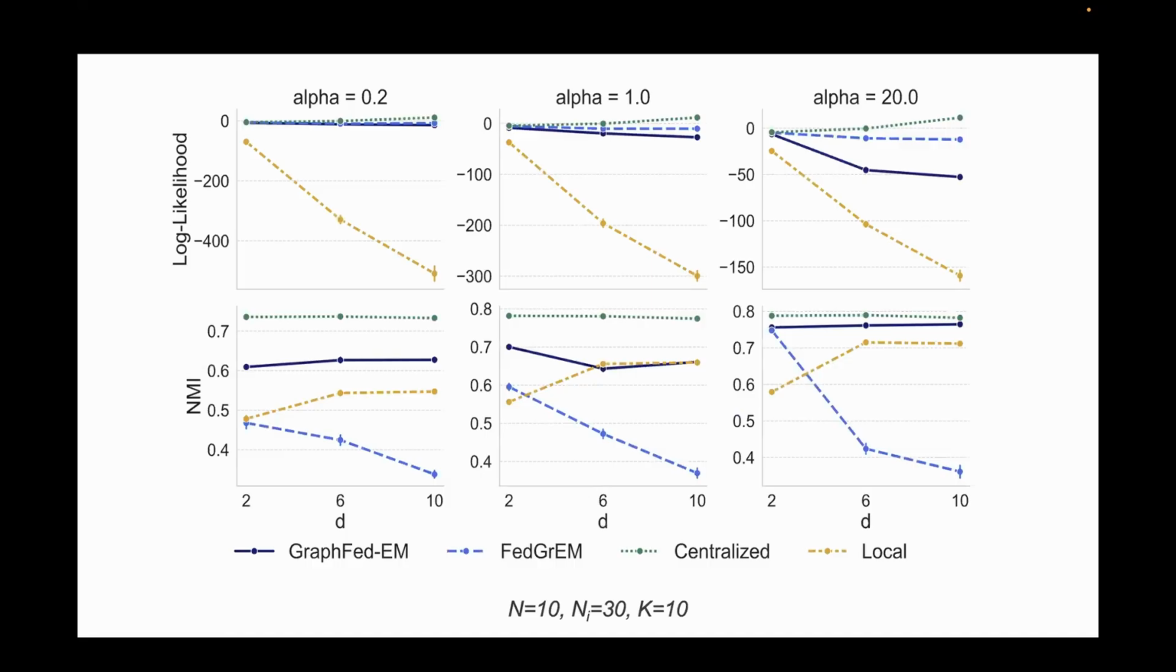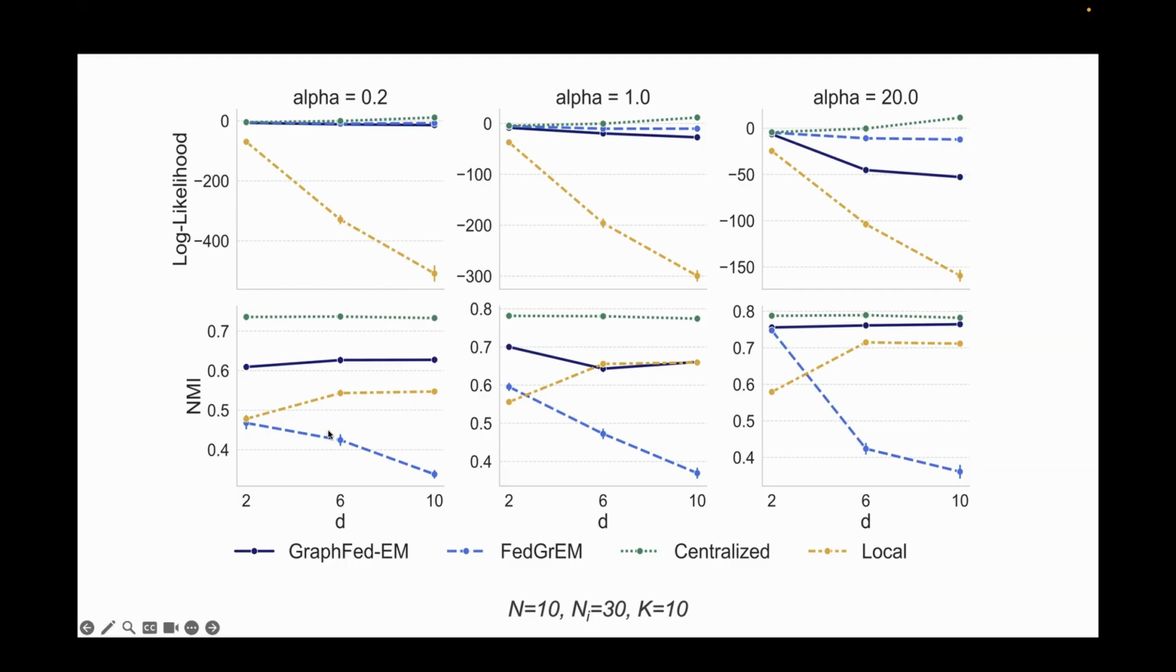So again, if we look at the results, here we have this alpha parameter, which controls how the data is split. The lower alpha corresponds to high label skew, and the higher alpha corresponds to low label skew, or a more IID condition. We can see that the local training has a very unfortunate log likelihood plot. It's not performing very well when it comes to computing the likelihood.